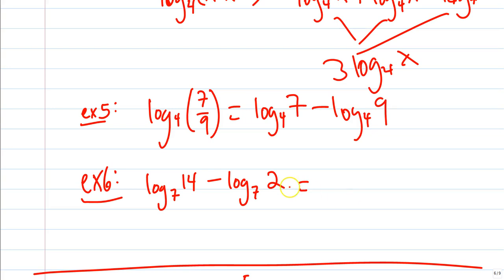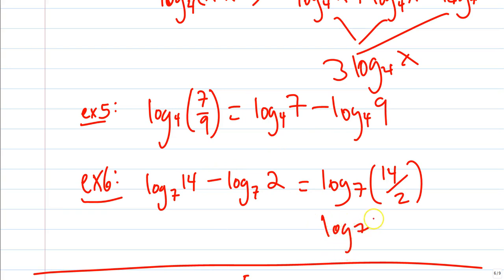Log base 7 of 14 minus log base 7 of 2. We can condense those, two logarithms that are subtracting. This can be written as log base 7 of the 14 over the 2. I can expand division into subtraction. I can condense subtraction into division. This again simplifies to what? Log base 7 of 7, which is just 1.